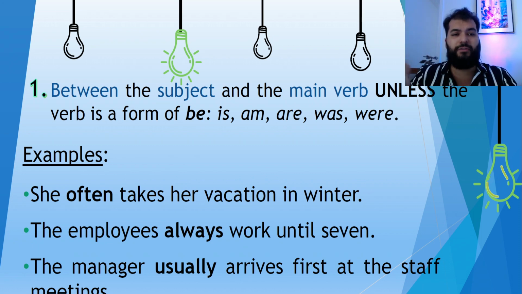All right? For example, she often takes her vacation in winter. The subject in this sentence is she. The main verb is to take. Often is the adverb of indefinite frequency. So she often takes her vacation in winter.